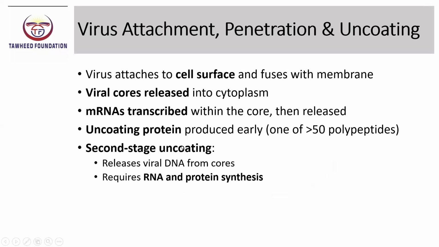The uncoating protein that acts on the cores is among the more than 50 polypeptides made early after infection. The second stage uncoating step liberates viral DNA from the cores. It requires both RNA and protein synthesis.